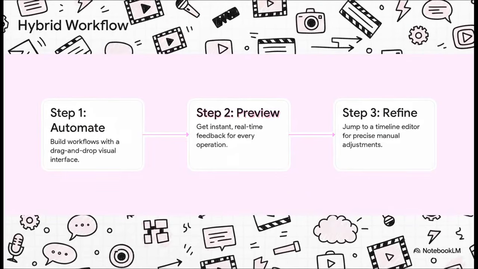But here's the thing. This is not about giving up creative control. The system uses a hybrid approach. You build your automated workflow, and you get instant previews along the way. If you see something that needs a little bit of a human touch, you can just jump right into a timeline editor and make those precise manual tweaks. You get the incredible speed of automation with the fine-tuned precision of manual control.